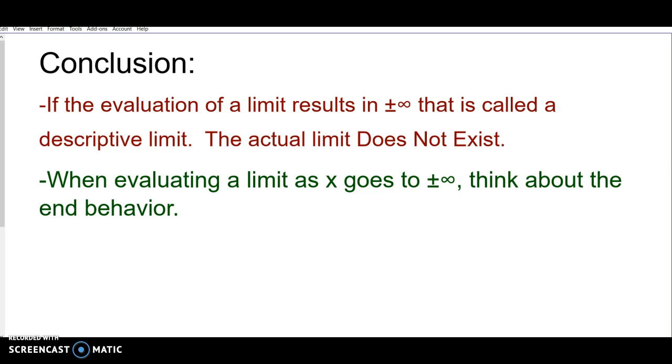Okay. Evaluating a limit that results in a positive or negative infinity is called a descriptive limit. The actual limit doesn't exist. That's why we call it a descriptive limit. When evaluating a limit as x goes to positive or negative infinity, we want to think about end behavior. So think about asymptotes.